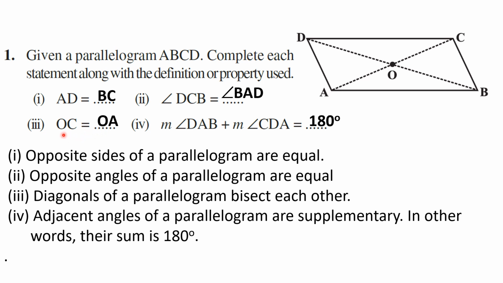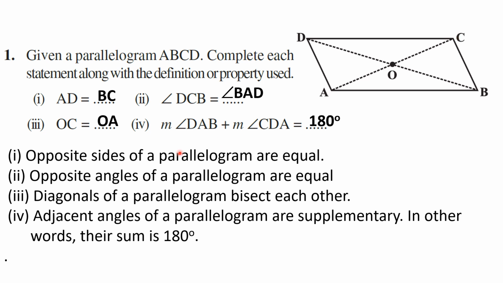Then another is OC is equal to, they have given the sign is equal to, so OC is equal to OA. Why? Diagonals of a parallelogram bisect each other. They could have, instead of OC, given OD. If it were OD, then we would have to write OB. OD is equal to OB, OA is equal to OC, AD is equal to BC, and AB is equal to CD.